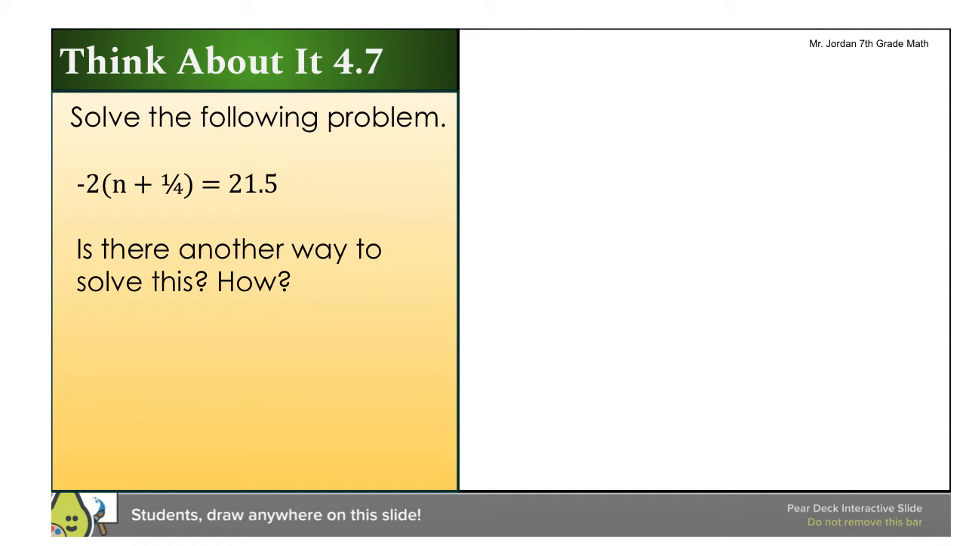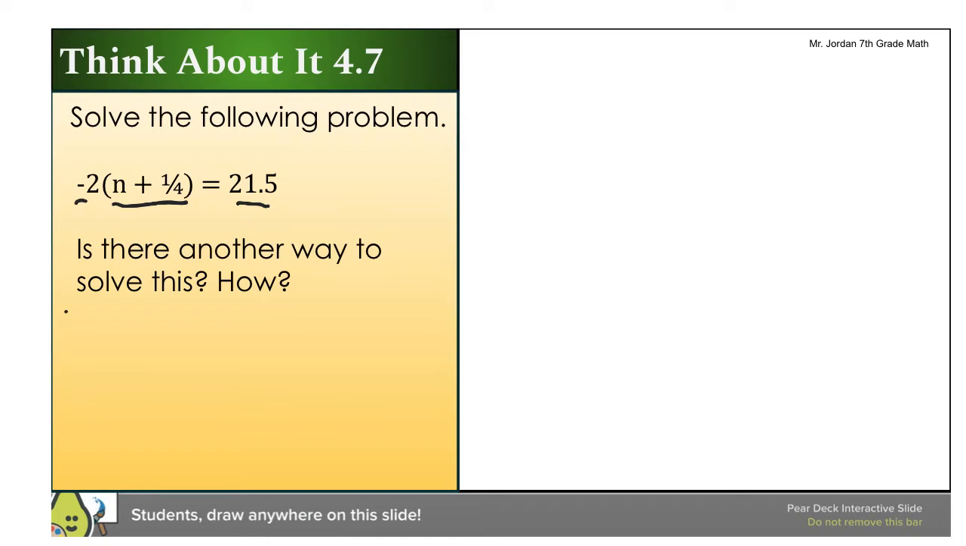In lesson 4.7, think about it. To solve the following problem, -2(n + 1/4) = 21.5. Is there another way to solve this? How? There are two different ways of solving this.